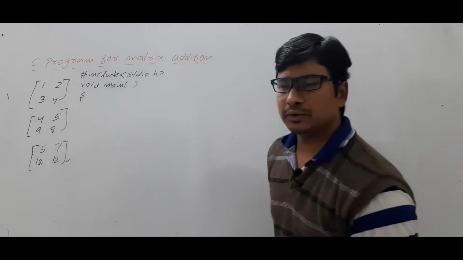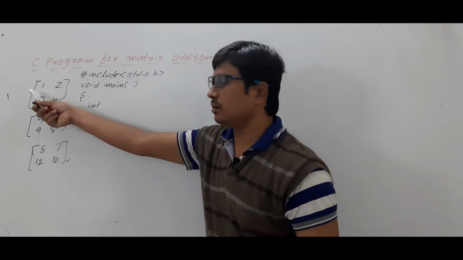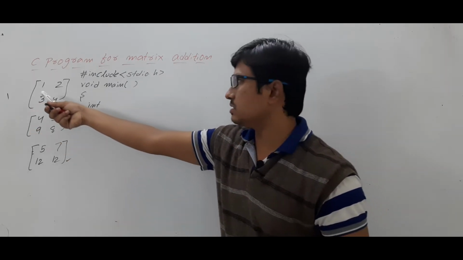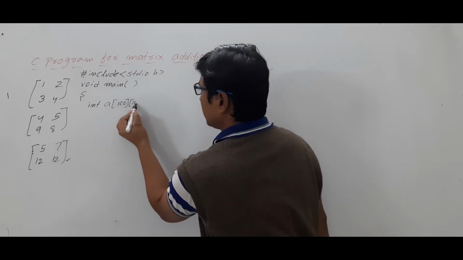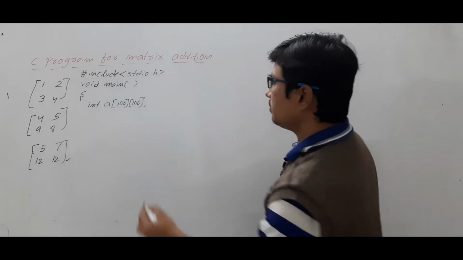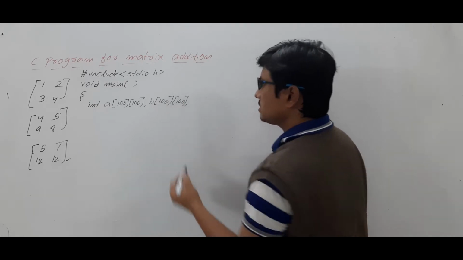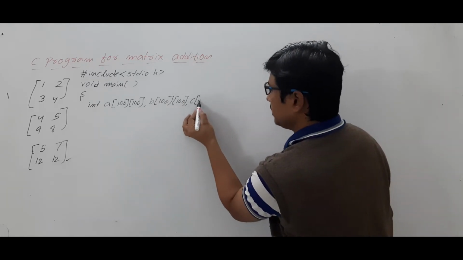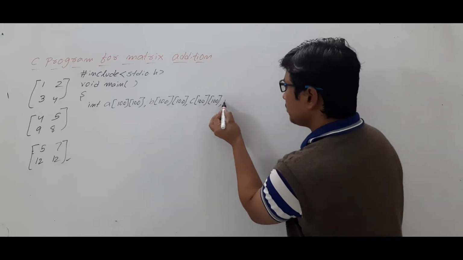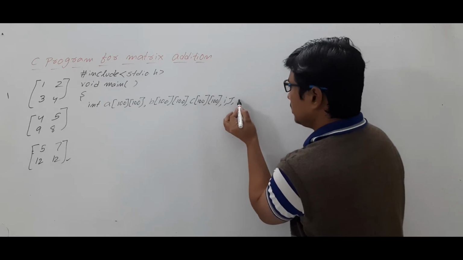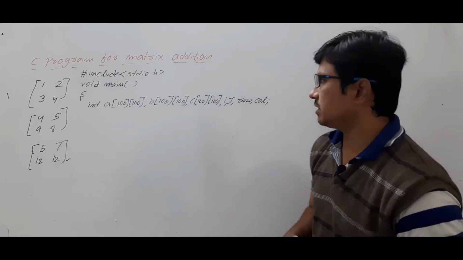Then I need to declare three arrays, and they have to be two-dimensional arrays. One is matrix A, which I represent as having 100 rows and 100 columns. Matrix B also has 100 rows and 100 columns. Similarly, matrix C also has 100 rows and 100 columns. Then I am using the variables i, j, row, and col. Let's take that these are the variables I am using till now.